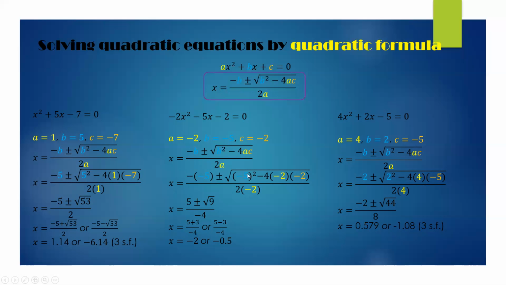When you square this one in the calculator, make sure you put a bracket. Otherwise, your calculator gives you negative 25 as the answer, which is wrong. So be careful of this one. Remember, when this B is negative, just be careful of that. Okay, that's basically how we solve a quadratic equation by the quadratic formula. It's very easy. You just have to memorize this formula.